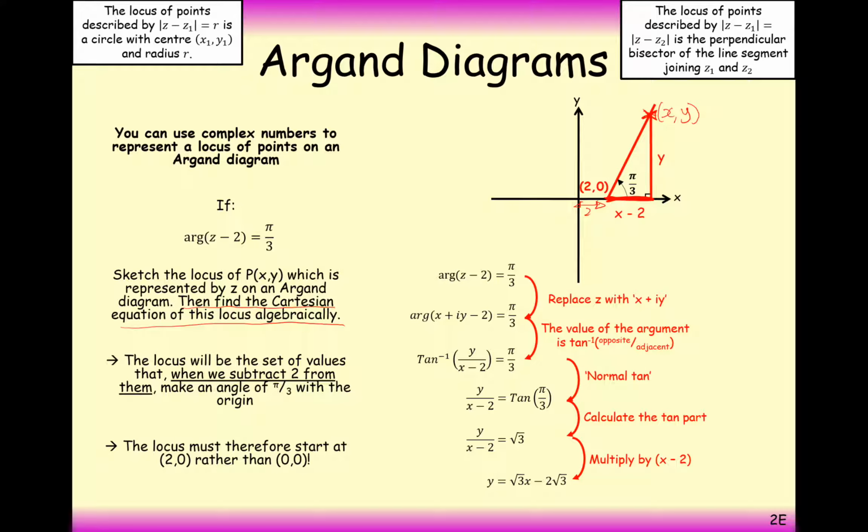Now, how do we get it to start up here, for example, at 5i? Well, all you'd have to do is arg of z minus 5i equals pi by 3, for example, and that will start it up here at an angle of pi by 3. And it will be at an angle of pi by 3 when you draw in a horizontal, like this.